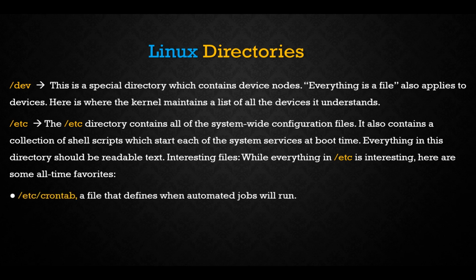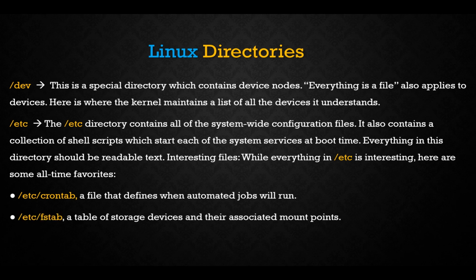/etc/crontab. This is actually important because sometimes you have to make some jobs automated. The next one is /etc/fstab. This is a table of storage devices and their associated mount points. And the last one is /etc/passwd. This is the file that contains a list of user accounts. You can go to this file and check all the user accounts.